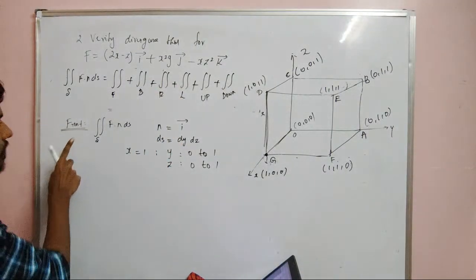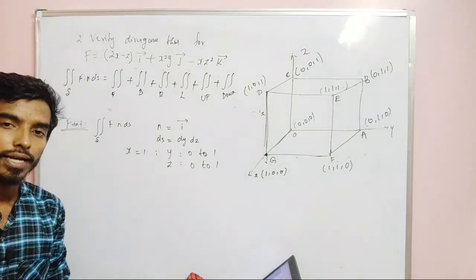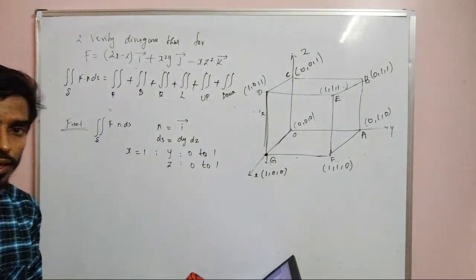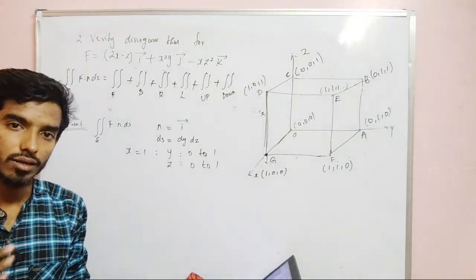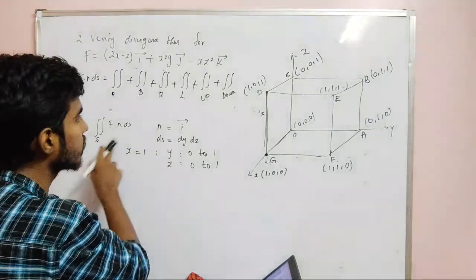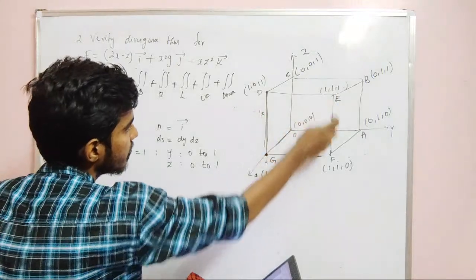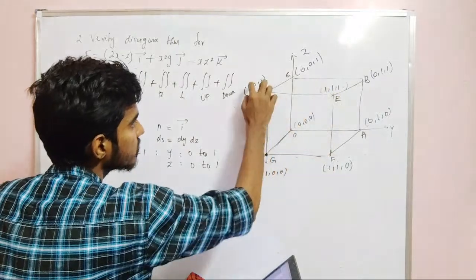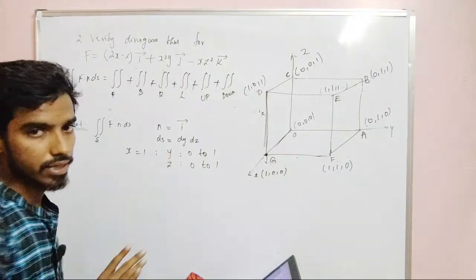So first, for finding front, n will be i, and for back n will be minus i, and for right n will be j, and for left n will be minus j, and for up n will be k, and for down n will be minus k. So first I am finding the front side, and you can see the front side is DEFG. You can see x is equal to 1, right? x is equal to the same number, y and z are varying. So x is equal to 1, y and z are varying.